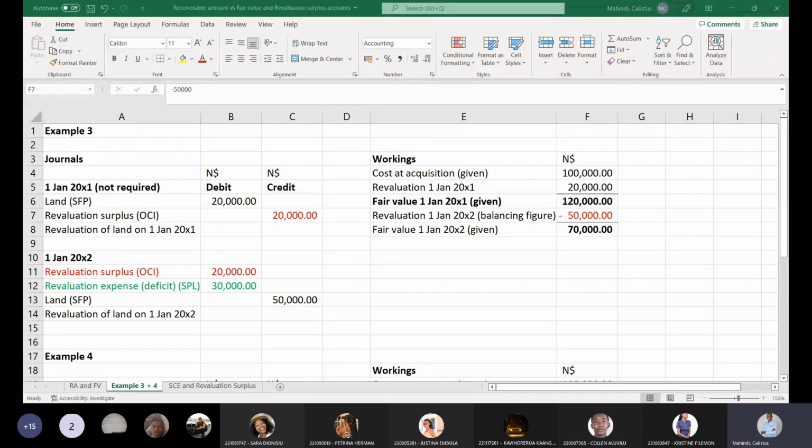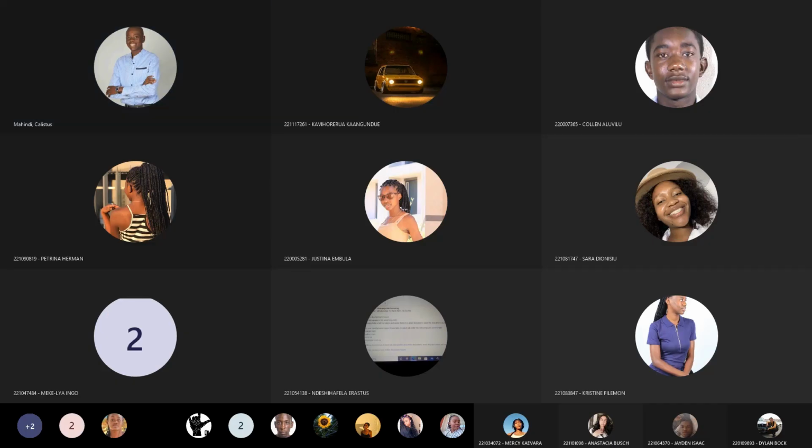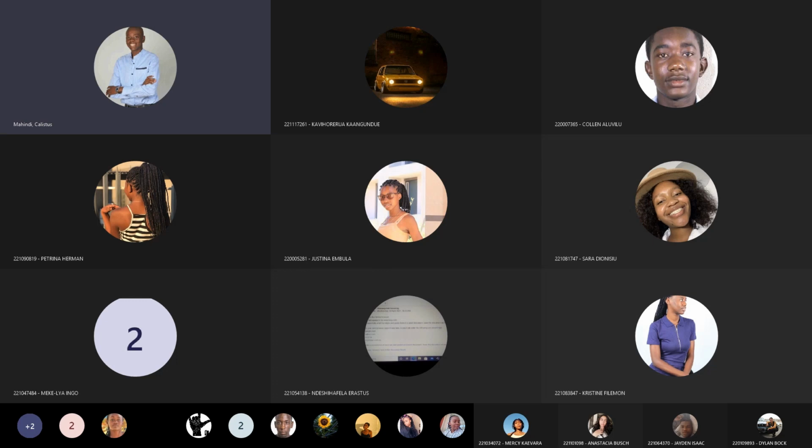All right. Now let us go on to example 4, which is the last part. Before we look at example 4, let us just go through this theory. A revaluation decrease. Oh, sorry, let me share the PowerPoint. I'll just share my entire window.